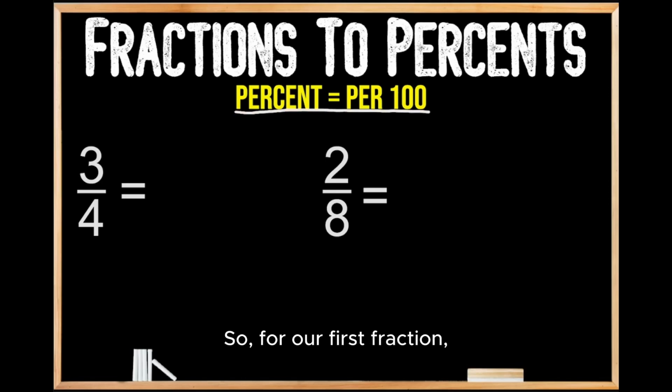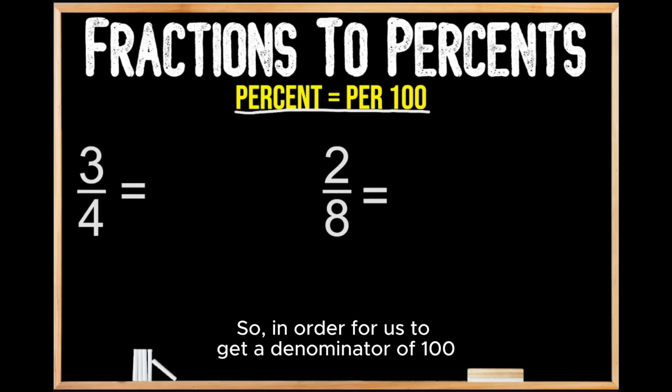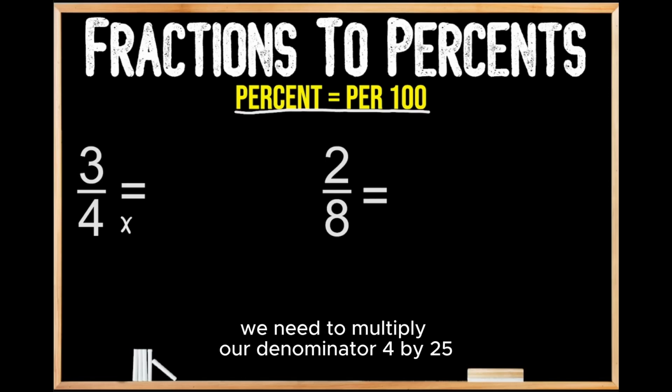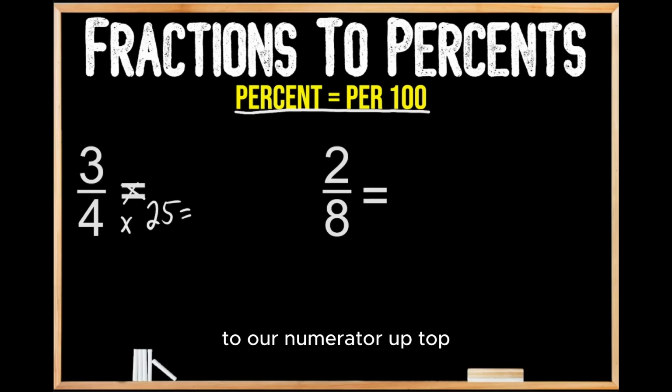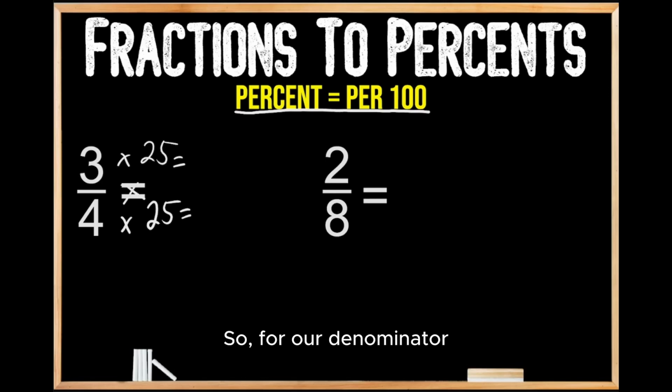So for our first fraction, we're going to rewrite this fraction with a denominator of 100 because 100 just happens to be a multiple of 4. In order to get a denominator of 100, we need to multiply our denominator of 4 by 25, and then we need to do the same thing to our numerator up top because we have to keep this fraction equivalent. So for our denominator, 4 times 25 gives us 100, and for our numerator, 3 times 25 gives us 75. So we have 75 hundredths, or we have 75 per 100.